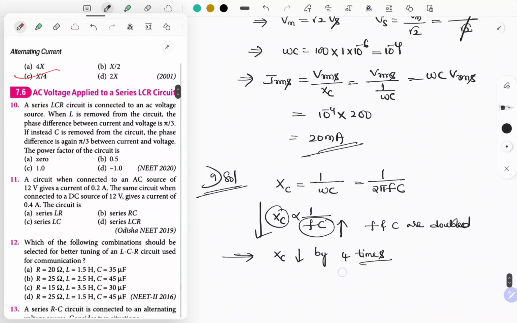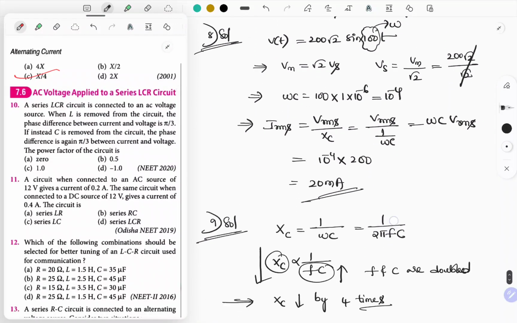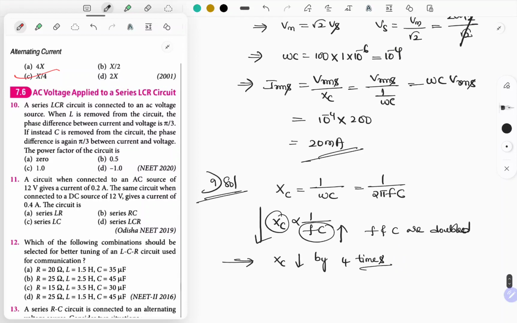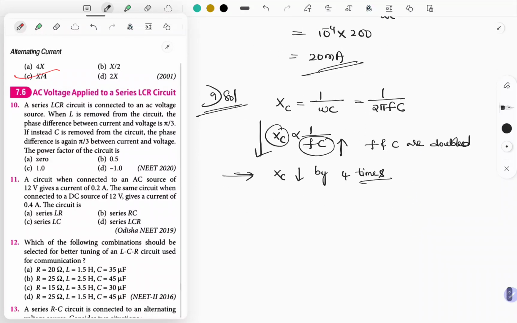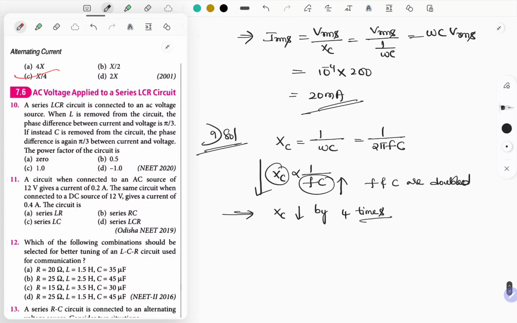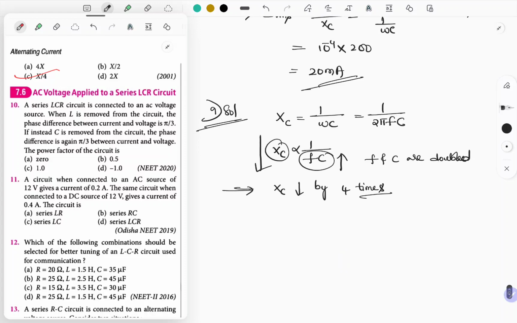Understood? So these are the numericals based on AC supply given to pure resistive, inductive and capacitive circuits. Now we are going to solve numericals based on AC voltage applied to a series RLC circuit. Let's start. Okay, so now question number 10.